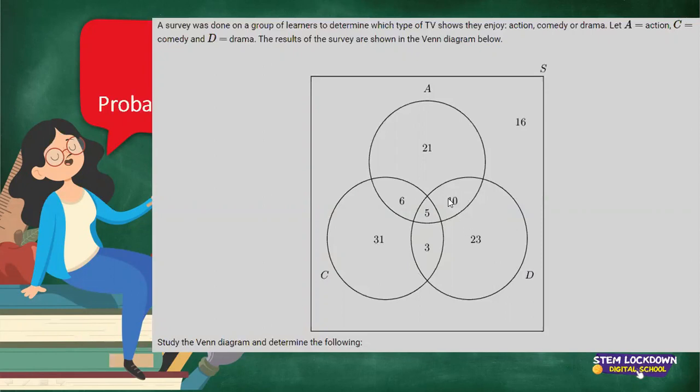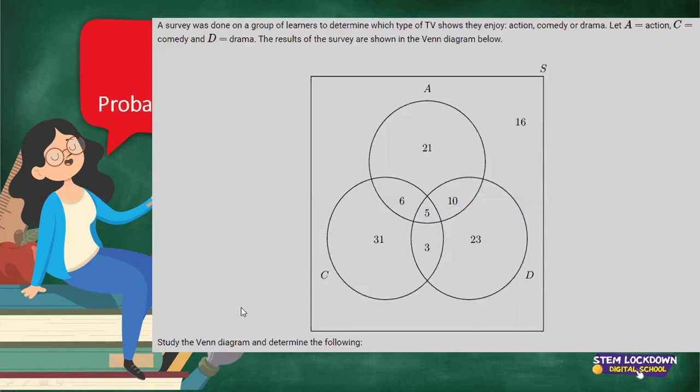Those who prefer action and drama, there are 10 learners. Those who prefer comedy and drama, there are 3 learners. Those who prefer action and comedy are 6 learners. And those who prefer all three, action, comedy, and drama, are 5 learners. And 16 learners don't prefer any of them, so 16 learners are sitting here.